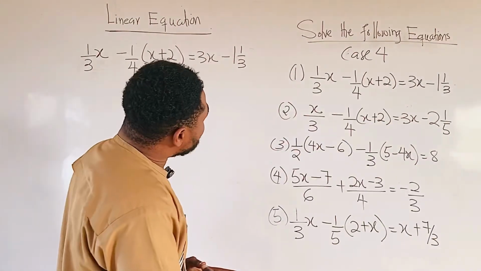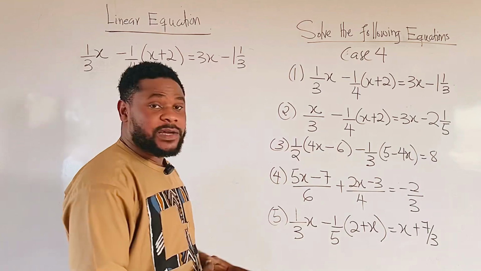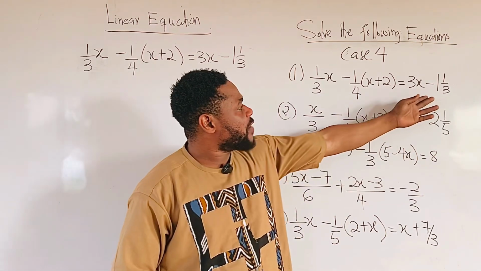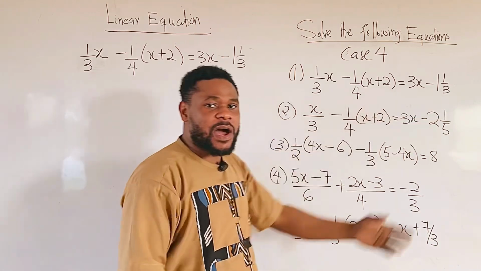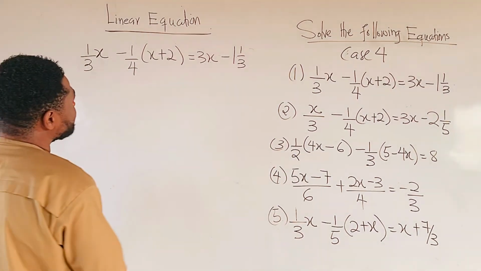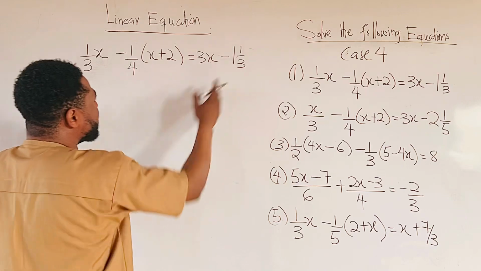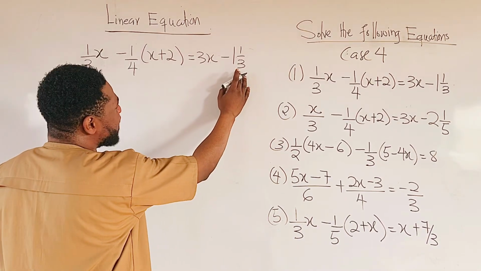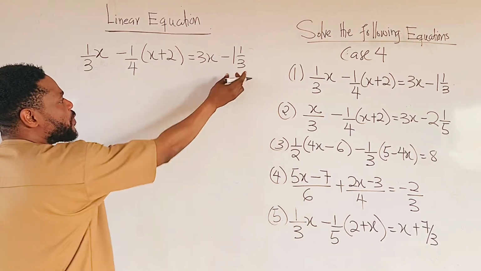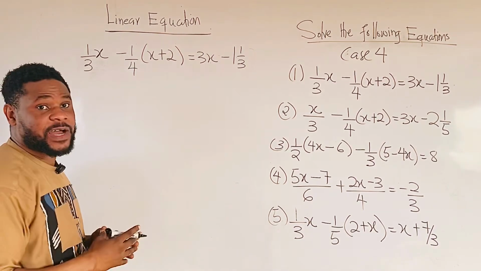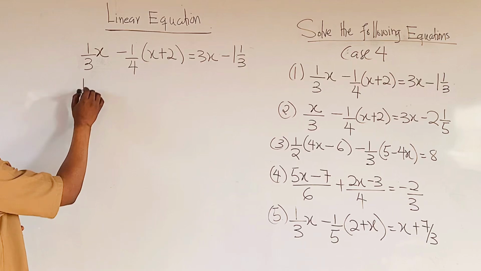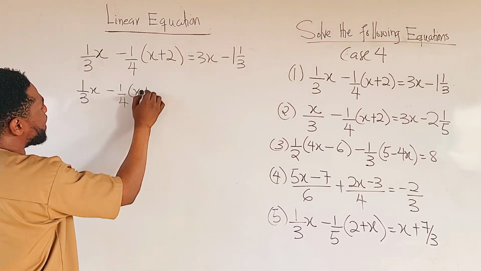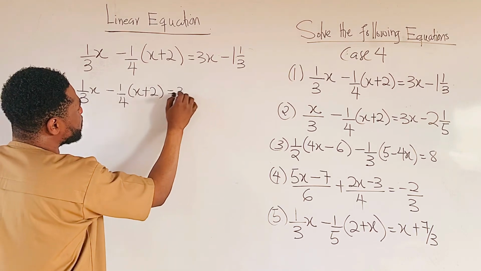Alright, we want to look at case 4 of our linear equation. This case involves fraction, and some of the fractions have mixed fraction in it. Let's see how we can tackle this kind of questions. Now, anytime you have your linear equation and it involves fraction in which you have mixed fraction in it, first of all, we need to simplify this before we can find LCM. So we are going to have 1/3x minus 1/4 multiplying x plus 2 equal to 3x.